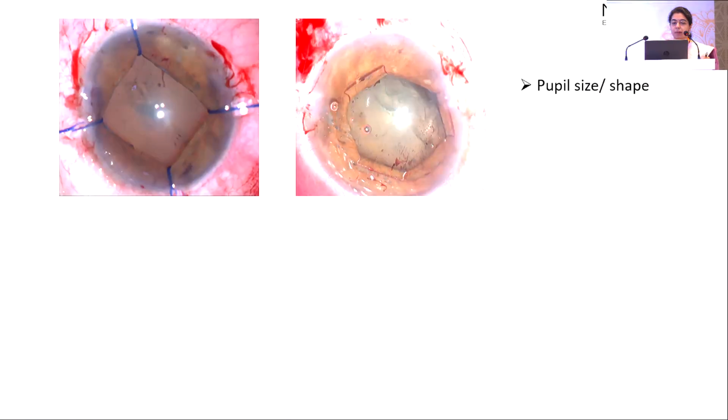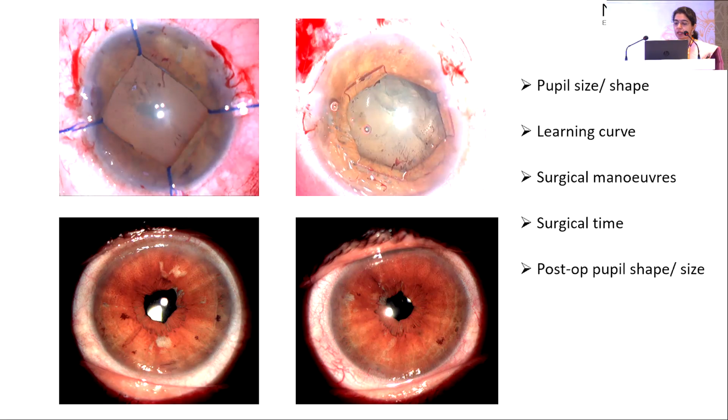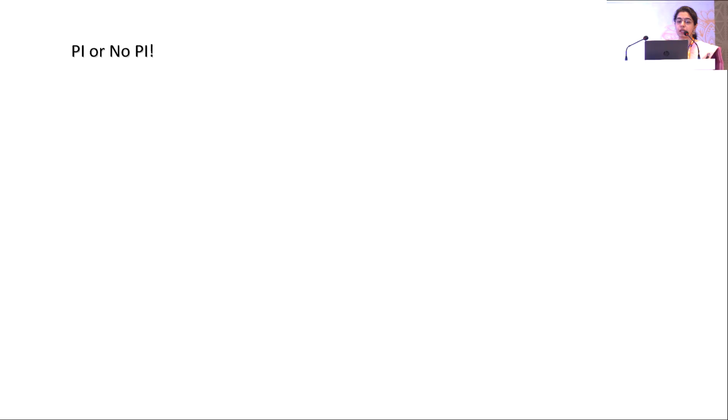So, comparison between iris hooks and B-hex ring: pupil size and shape are almost the same, but the shape is better for doing rhexis. There's a slight learning curve with the B-hex ring. Surgical maneuvers are easier with the B-hex ring. Surgical time is also shorter, and post-op pupil shape and size are comparable, and post-op astigmatism is also comparable between the two procedures.